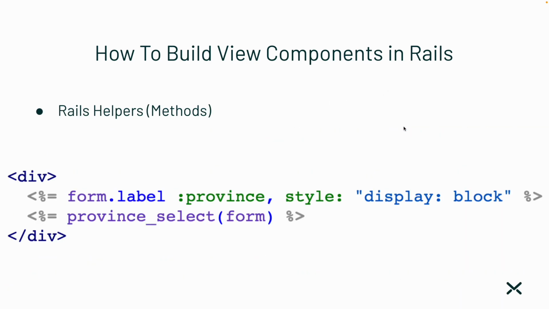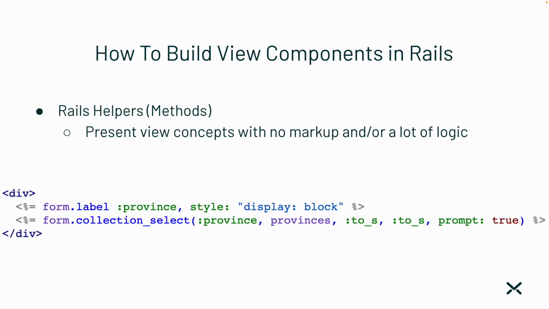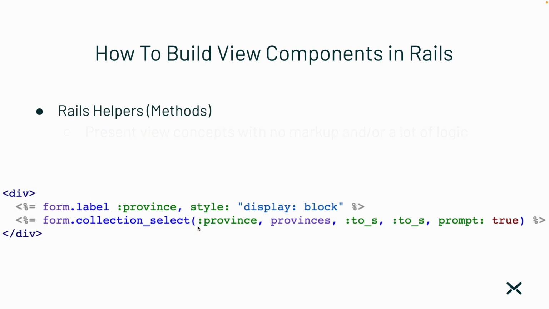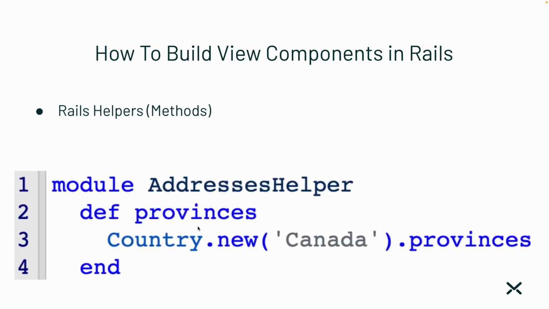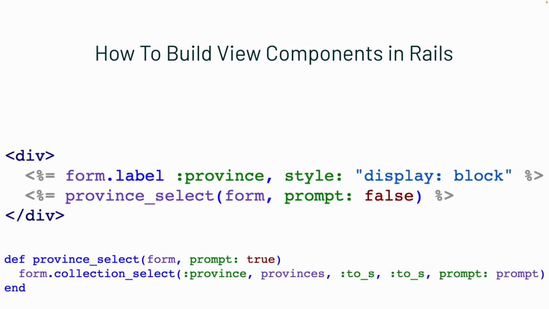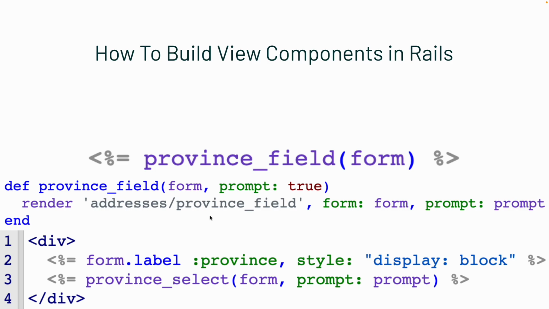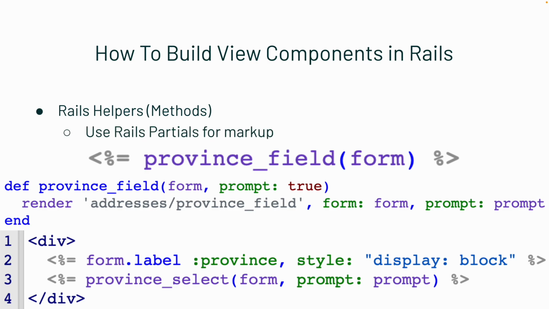Let me see if the previous version had the prompt. I believe it did. Let's go back. Yeah, here it says please select, and then it shows the provinces. So you can make that the default. That could be a friendly default, but then you can customize it. In a later version here, I can pass it a value prompt false and it would hide the prompt. So that's another example of customizing view components.